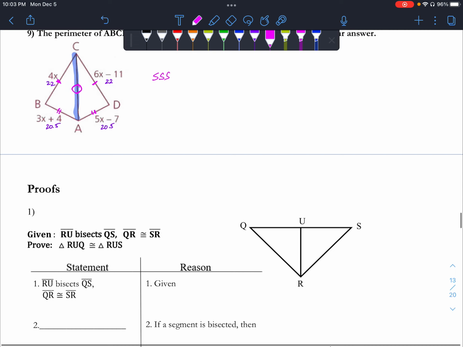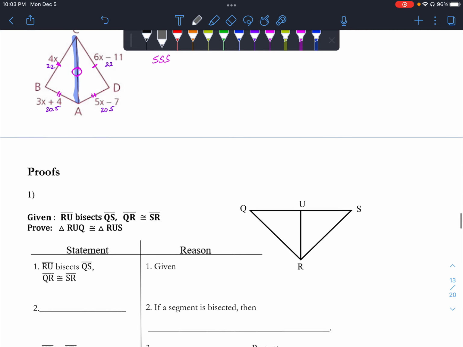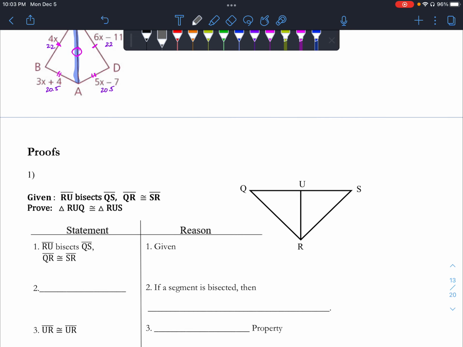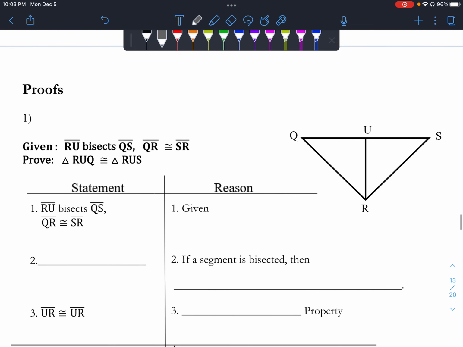But the big one that we have for takeaways is going to be the proofs. Now, these are usually everyone's favorites, but it's probably going to have to do something with the reflexive property for right now, and just proving triangles congruent using one of those 5 manners that we have. Remember, your given statements are always the first things to go here. The first reasoning should be given.